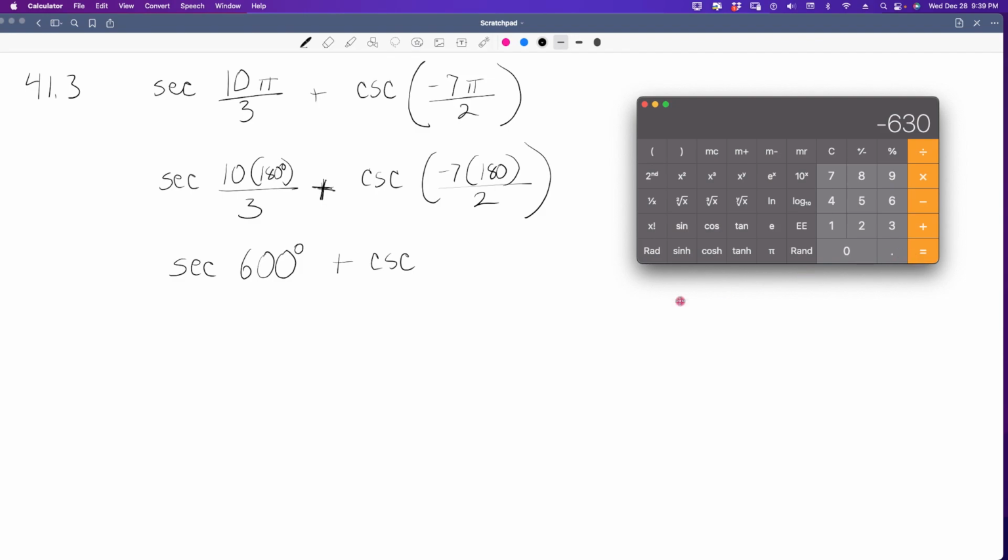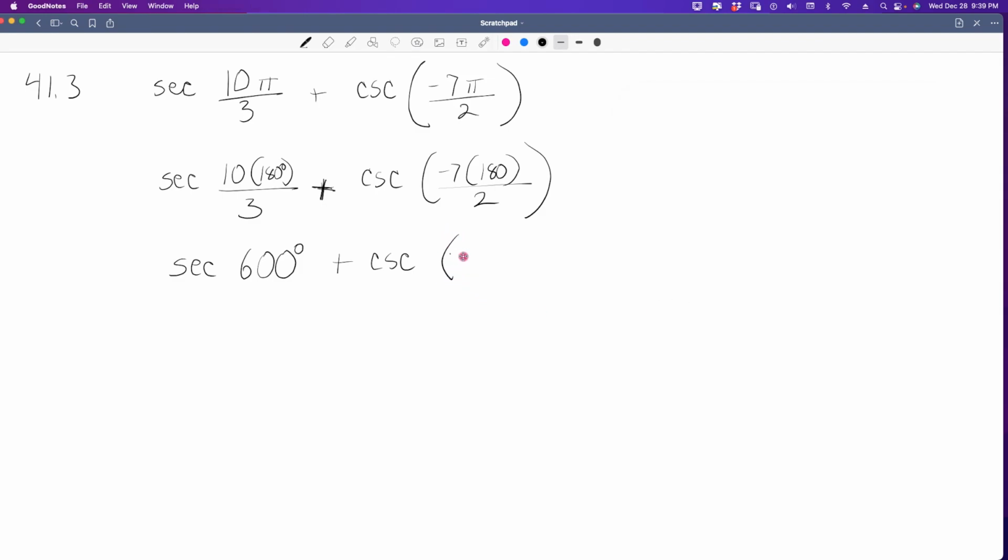And it's going to be -630 degrees. So now we need to figure out where these live. This is positive, so I'm going to subtract 360 to figure out where it lives. So that's going to be 0 minus 0, and 60 minus 36 is going to be 24. So positive 240 degrees. So that's where this is.